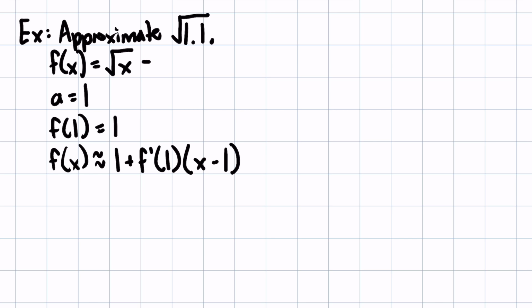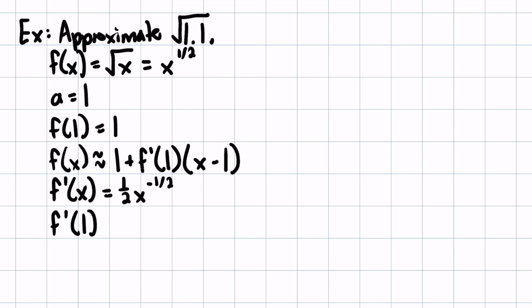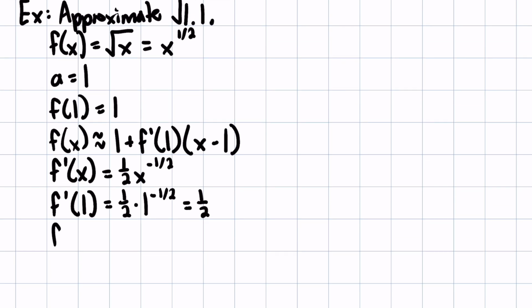So we can rewrite the square root of x as x to the 1/2 power so that we can use the power rule when taking our derivative. So f prime of x is going to be 1/2 x to the negative 1/2 power. Plugging in 1 to that, we have f prime of 1 equals 1/2 times 1 to the negative 1/2 power. 1 to any power is 1, so this is just 1/2. So our linear approximation formula is f of x is approximately 1 plus 1/2 times x minus 1.